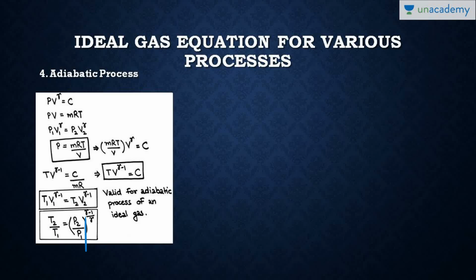So for adiabatic process, the three important equations are P1 V1 raised to power gamma is equal to P2 V2 raised to power gamma, T1 V1 raised to power gamma minus 1 equal to T2 V2 raised to power gamma minus 1, and T2 by T1 is equal to P2 by P1 raised to power gamma minus 1 upon gamma.